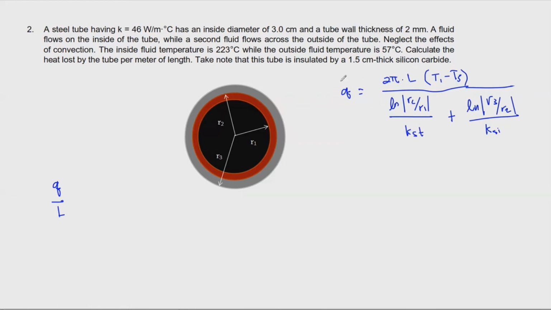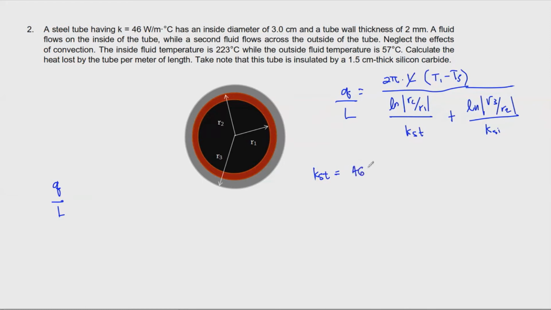And by the way, we could just simply divide both sides by L so that we can cancel L from this equation, from this relation. So in this case, I just need to find our R sub 2 first. So with that, let's just write here our given, those that are already stated in the problem.